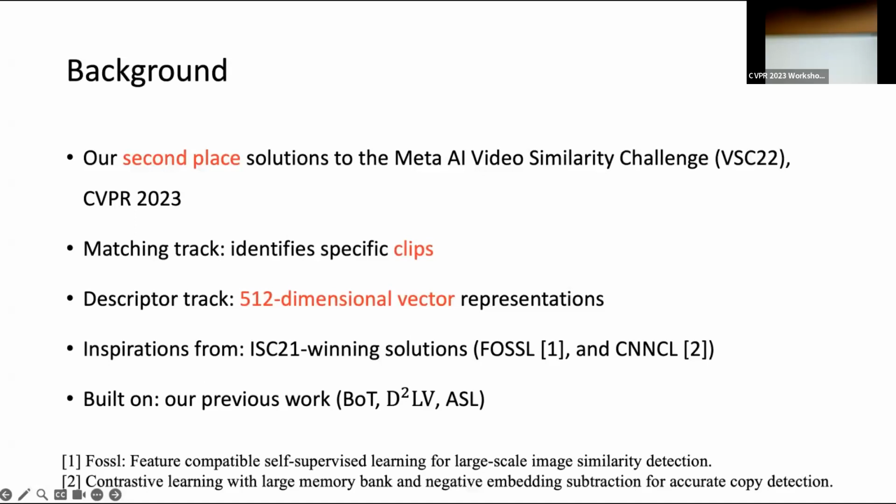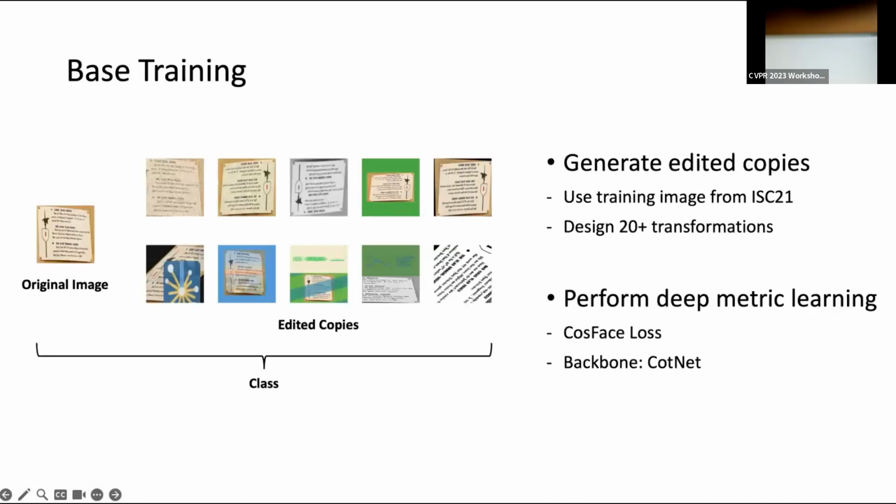Our feature-compatible progressive learning is built on our previous work, the BoT and D2V and ASL. The BoT and D2V are our winning solutions in ISC21, and the ASL is a research paper on image copy detection that is published at CVPR 2023. Our progressive learning can be divided into 3 stages. First, the base training stage.